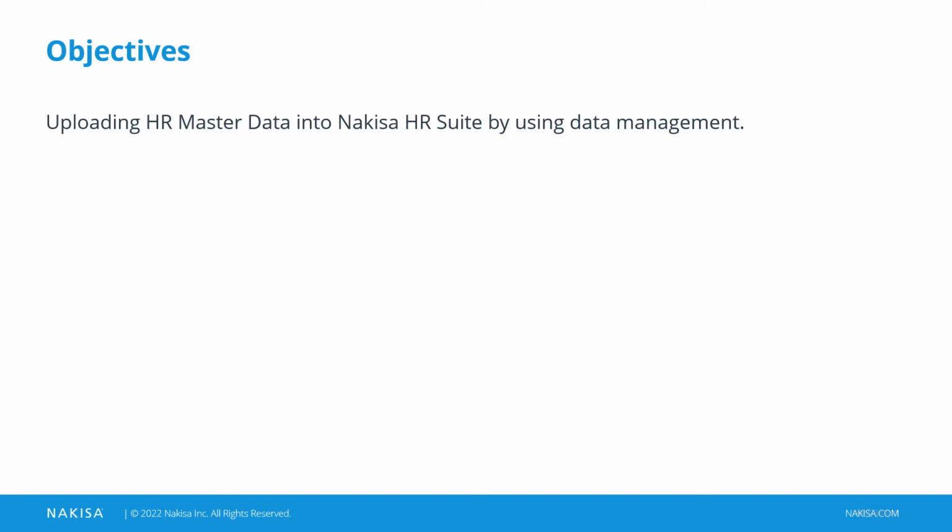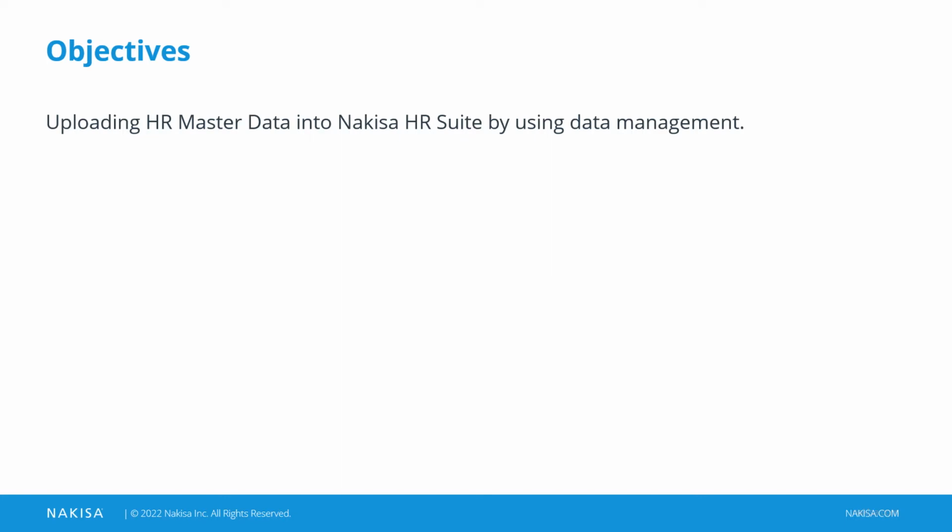So, Nakisa HR Suite is an AI-driven organization design and analytics software that can support large and complex reorganizations. These capabilities are lacking in the HCM systems. Hence, the data from the HCM systems must be transferred to the Nakisa HR Suite on a regular basis to simulate these reorganizations and analyze their impact.